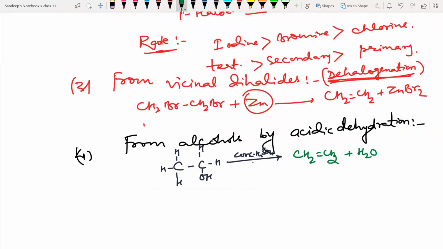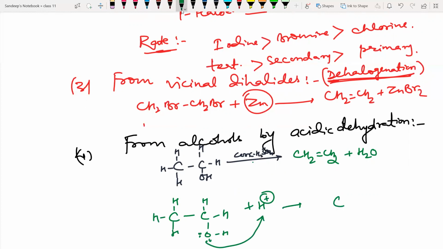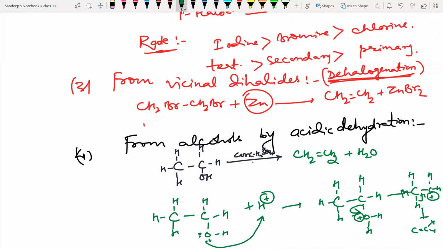So what happens in this reaction? The proton coming from the acid is picked up by this oxygen, so it forms a protonated alcohol. The protonated alcohol has a plus charge on oxygen, so it becomes a better leaving group and forms a carbocation. This carbocation wants to get stabilized, so the proton gives its electron and it forms an alkene. This is how the reaction happens.